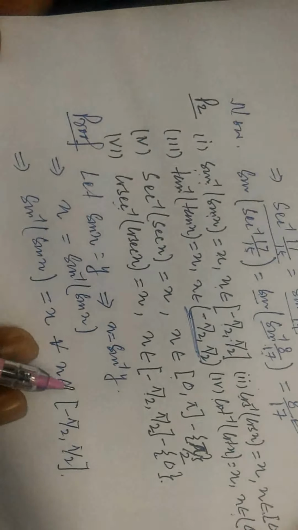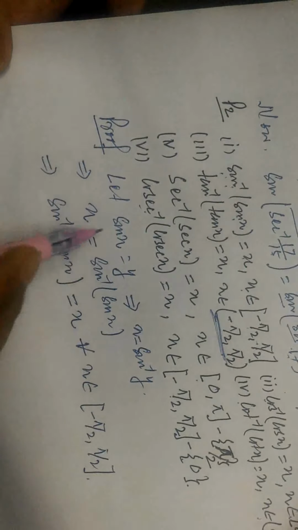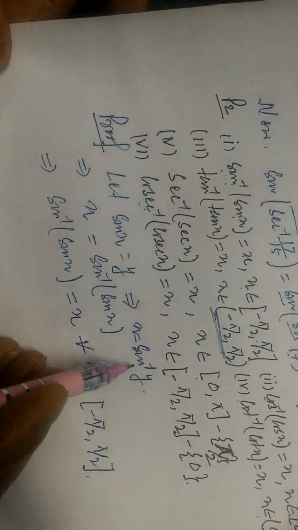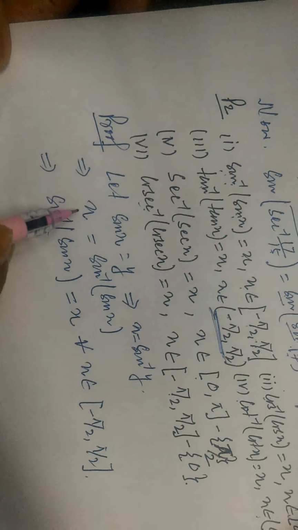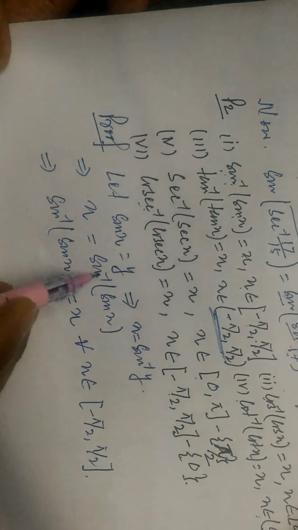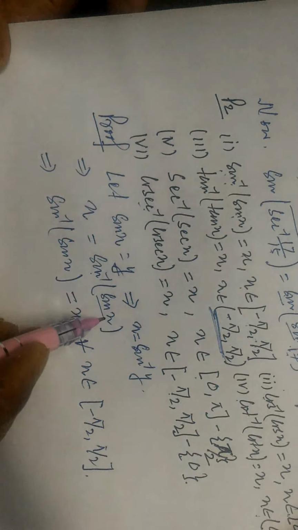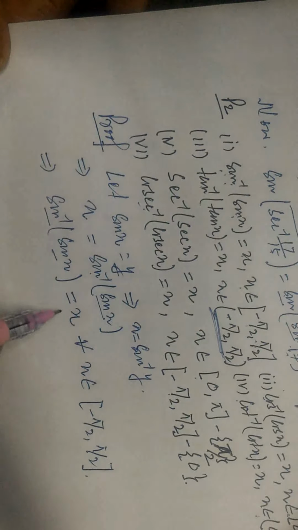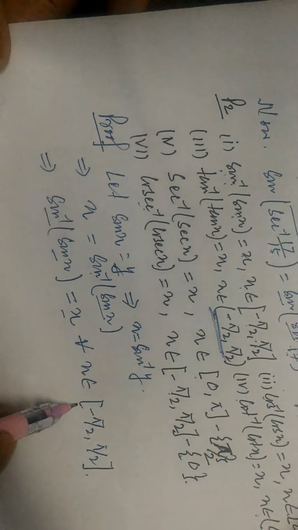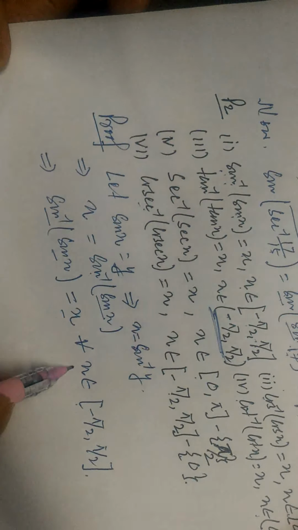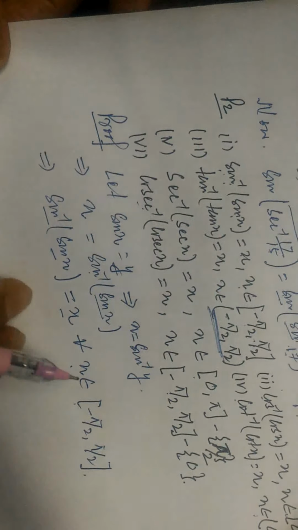The proof is again very simple. Let sine x be equal to y, so we can write x is equal to sine inverse y. So x is equal to sine inverse, where the value of y is sine x. It means sine inverse sine x can be written as x. Again I emphasize that x belongs to minus pi by 2 to pi by 2.